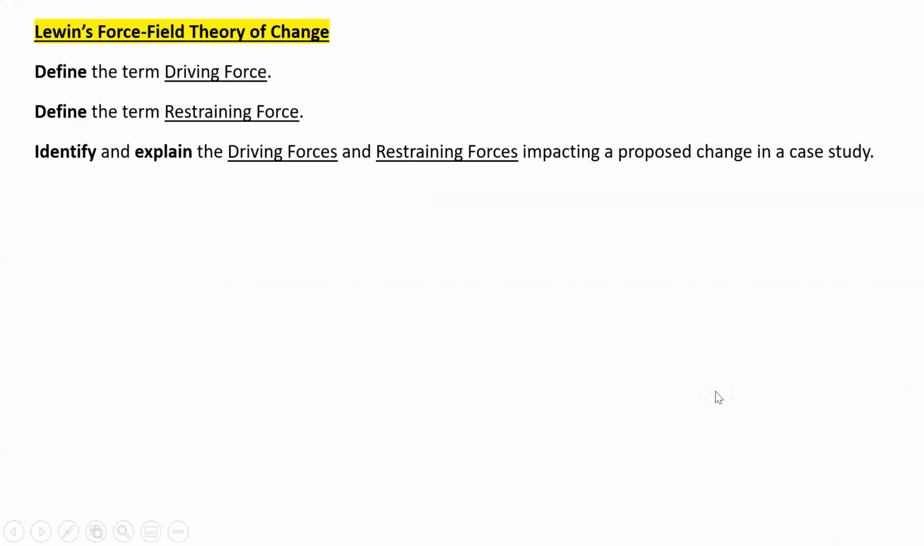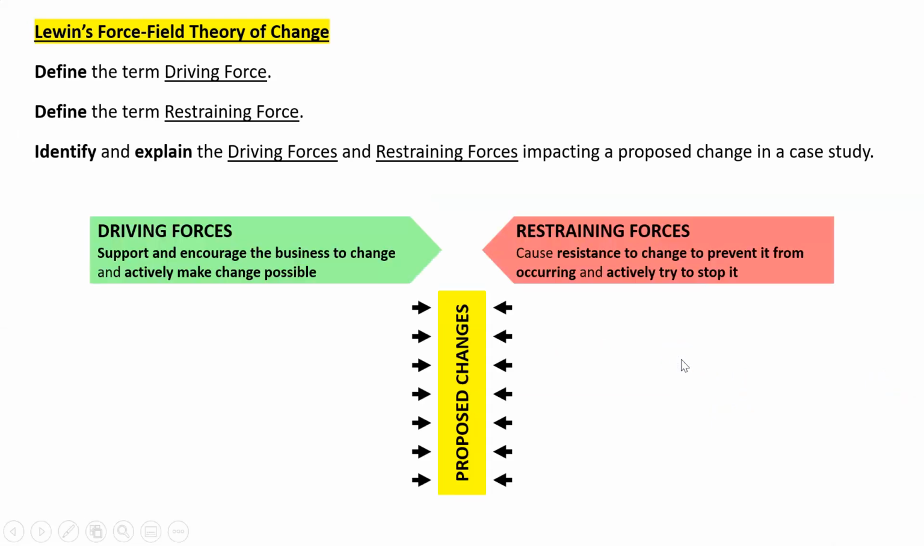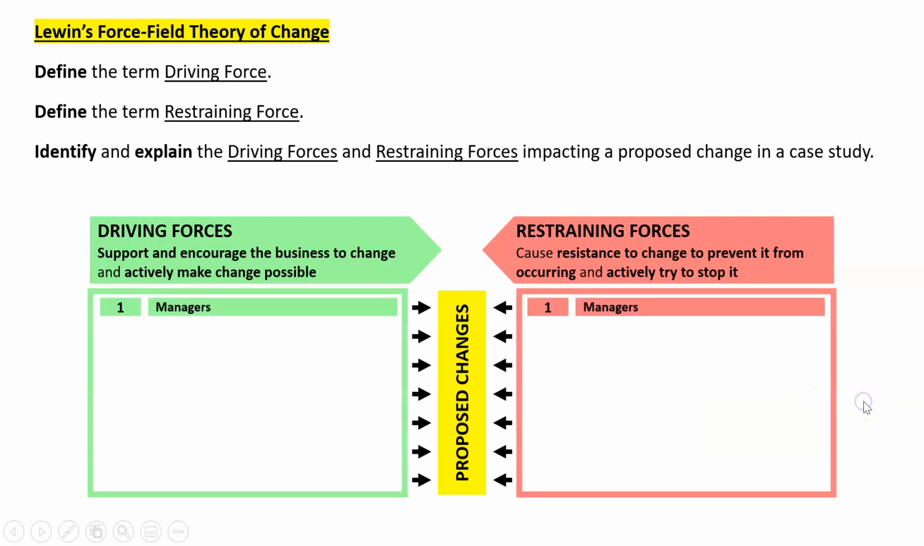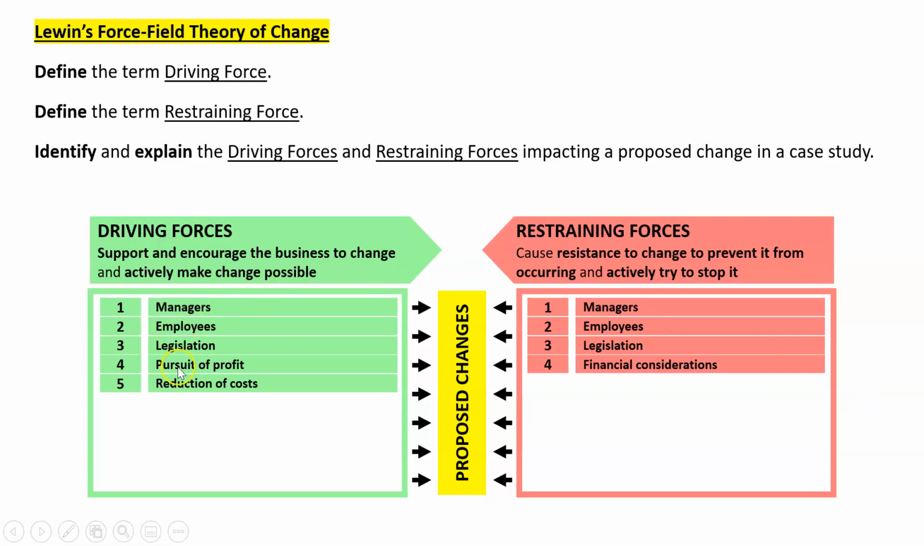What else? You might need to define the term driving force, define the term restraining force, and identify each in a case study. So there's a lot to remember there. So just remember what's in common. The first 3 are the same. Management is both. Employees are both. Legislation is both. It's not quite identical, but pursuit of profit and reduction of costs, which are basically the same thing, are the same as financial considerations.